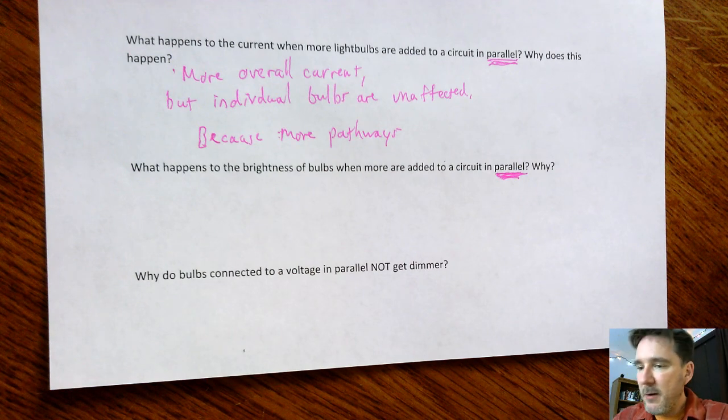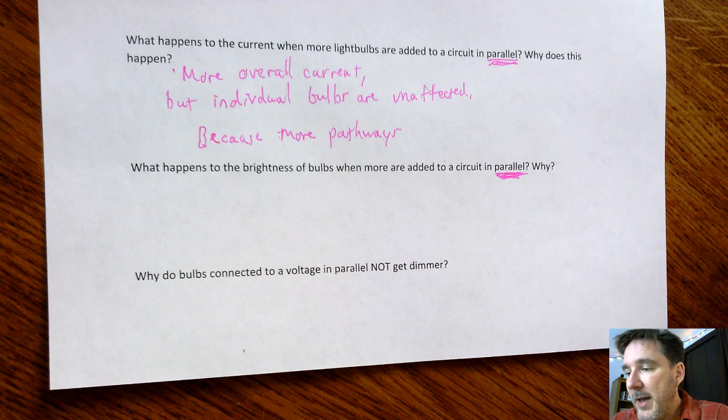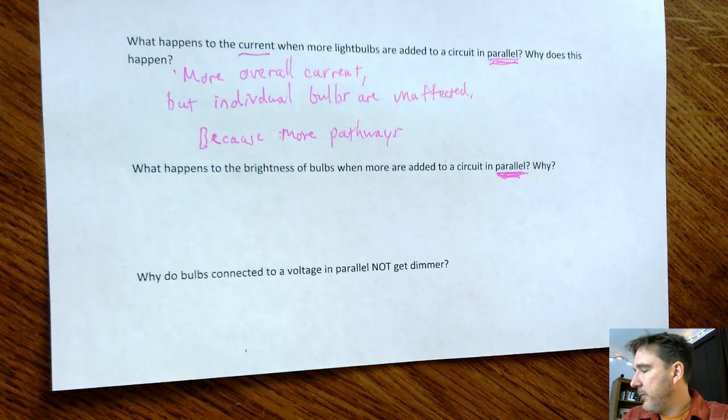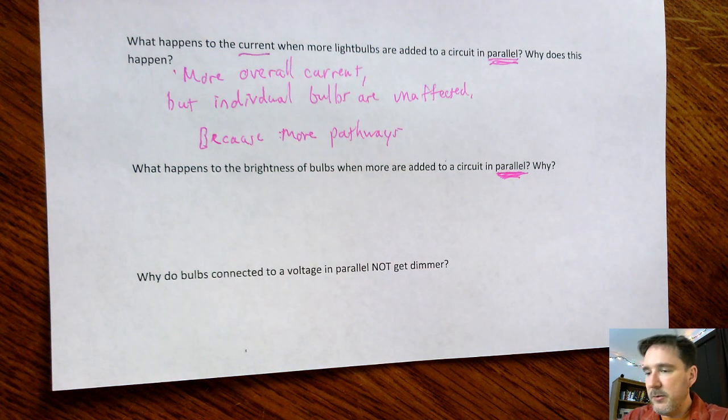And 2 more. We're just over the half-hour mark, so we're doing pretty good. What happens to the brightness of the bulbs when more are added to a circuit in parallel? The other questions were about current, and now this one's asking about brightness. So let me switch colors just for fun. Orange never looks good. All right, we'll just do red.